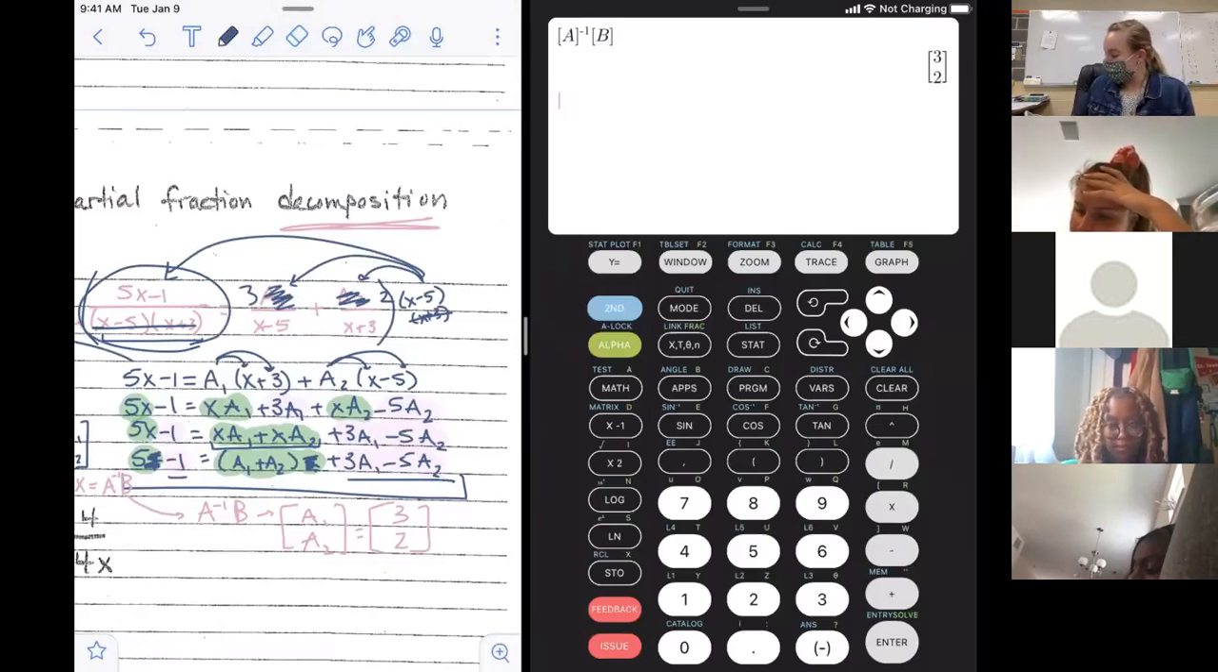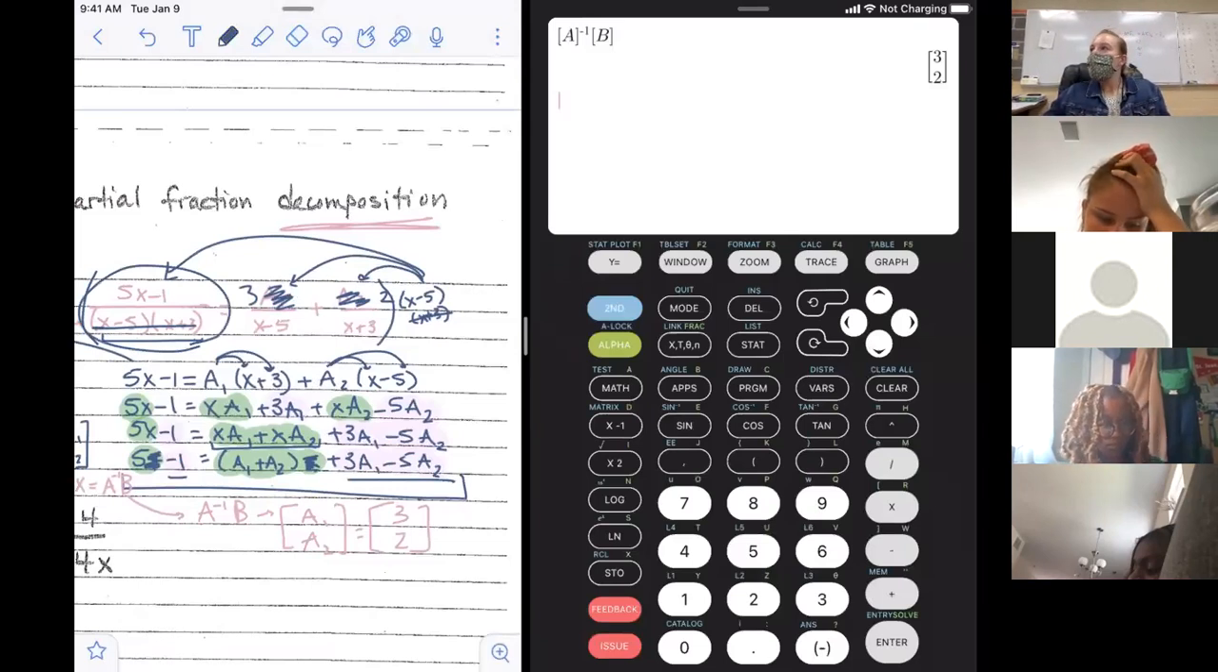The next one's the same method. It's just a little longer because there are 3 parts. So I'm about ready to start that. Does anyone need me to stay here for a second? No? Okay.